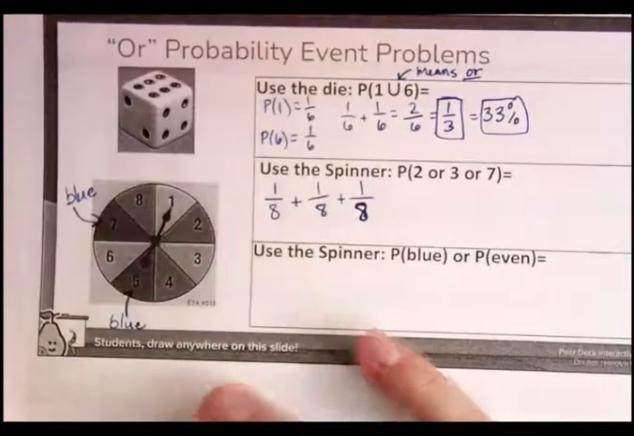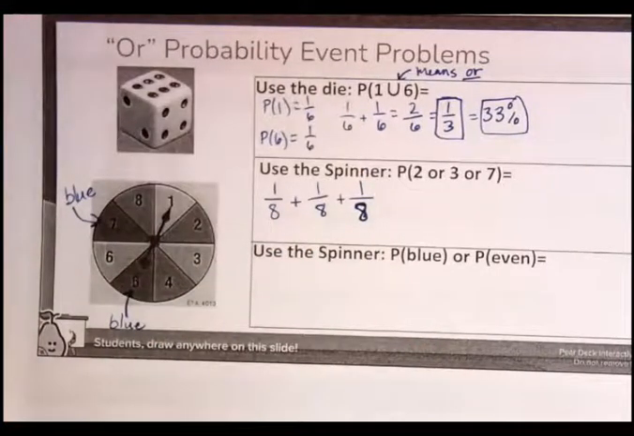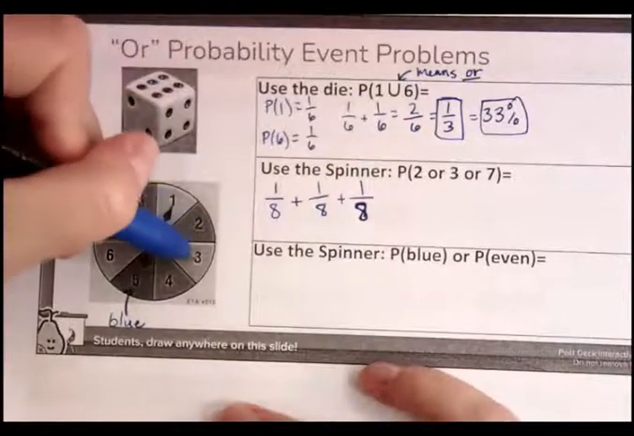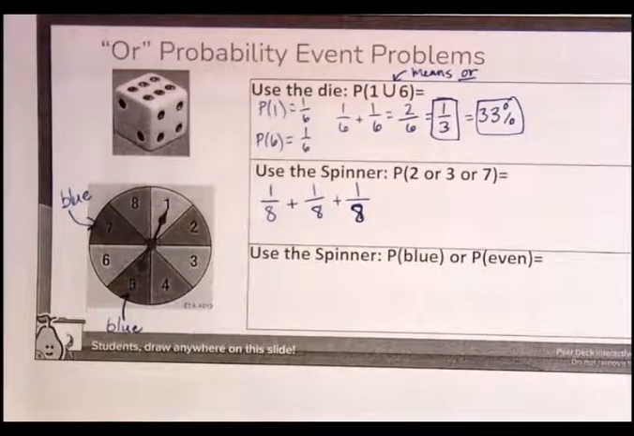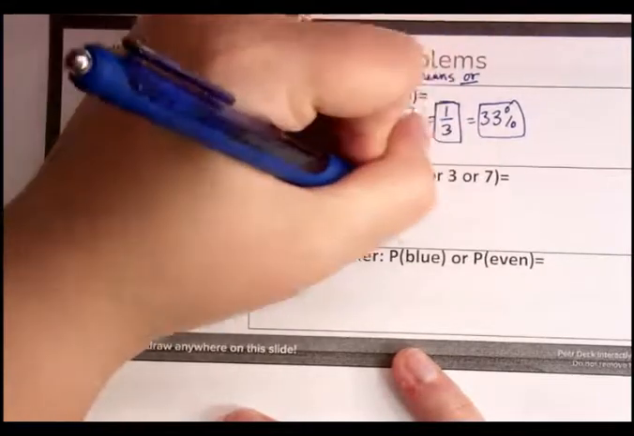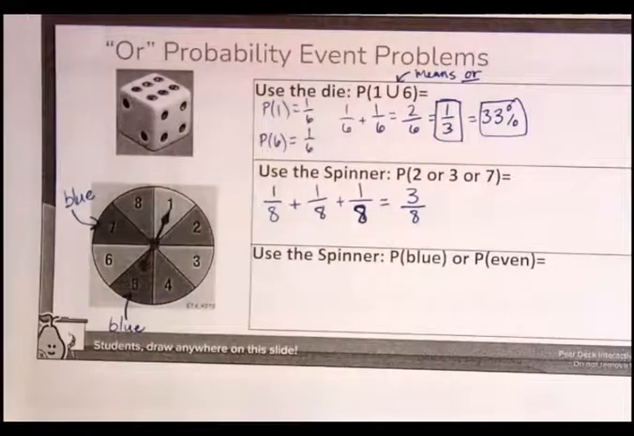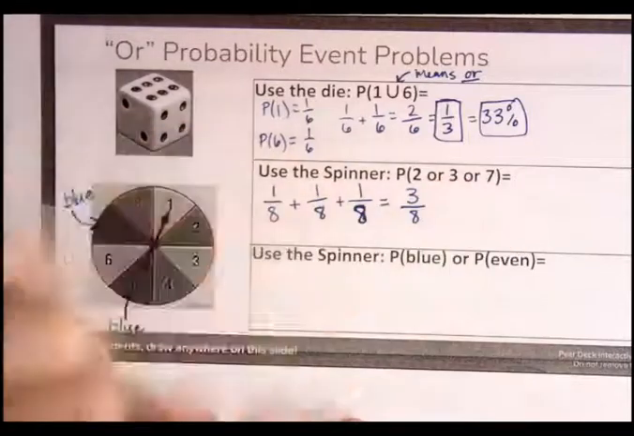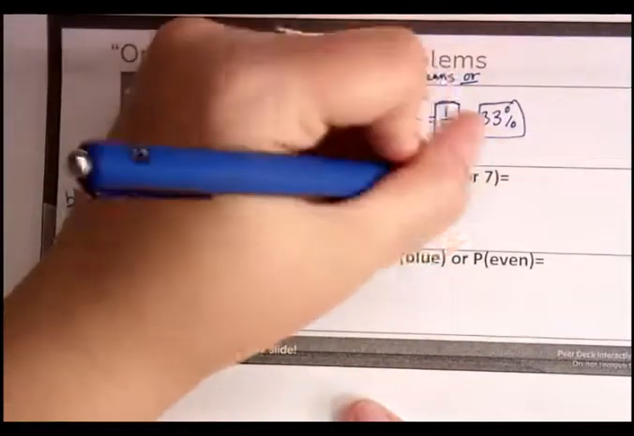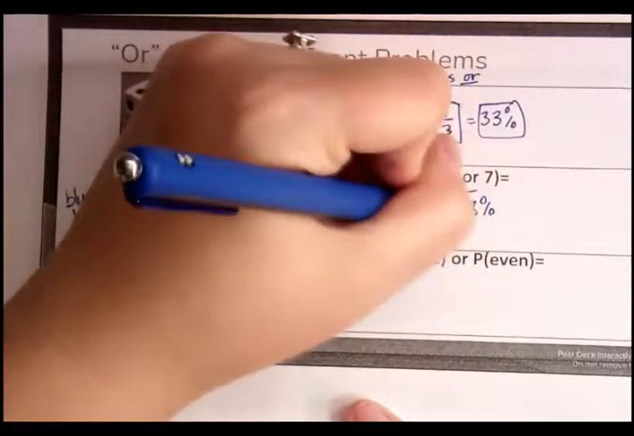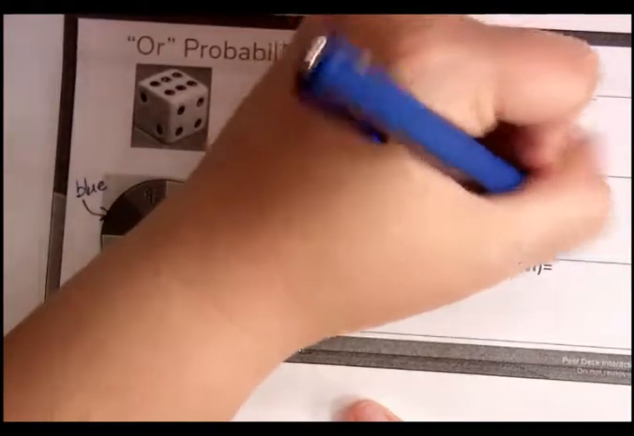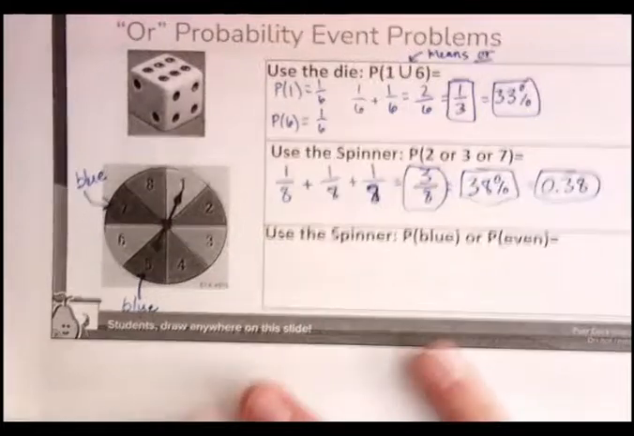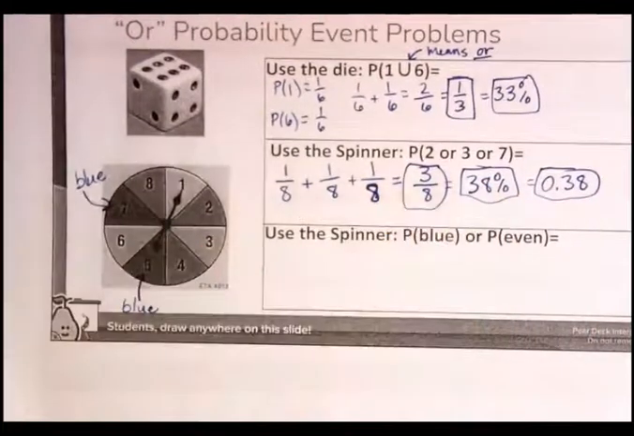Goodness, I need to write this and not talk at the same time. So you have a 1 in 8 chance of rolling, or spinning, excuse me, a 2, a 3, or a 7. And it's the same idea. Anytime you have or, you're going to add. So you have a 3 out of 8 chance of spinning a 2, a 3, or a 7, which is a 38% chance, or a 0.38, depending on how the question is asked, in decimal, percentage, or reduced fraction form.